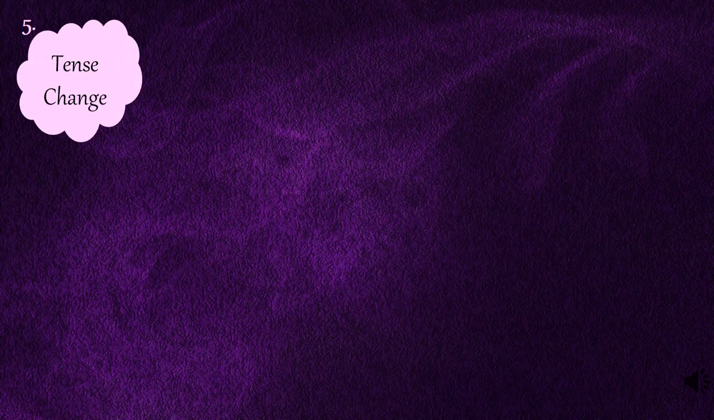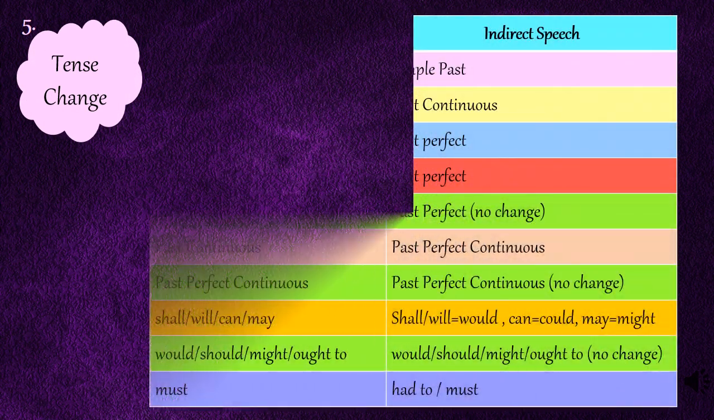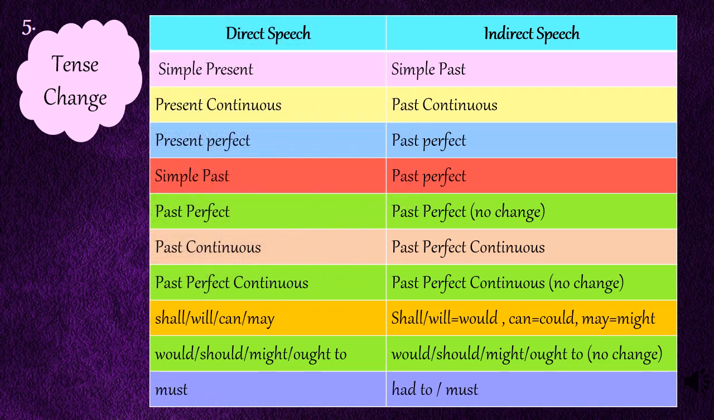Rule number 5. Change in the tense. In the direct speech, if it is in the simple present, you change it to simple past. Likewise, present continuous tense is changed to past continuous, present perfect to past perfect, simple past to past perfect. If past perfect is given in the direct speech, you do not make any changes. It remains the same. Past continuous is changed to past perfect continuous.